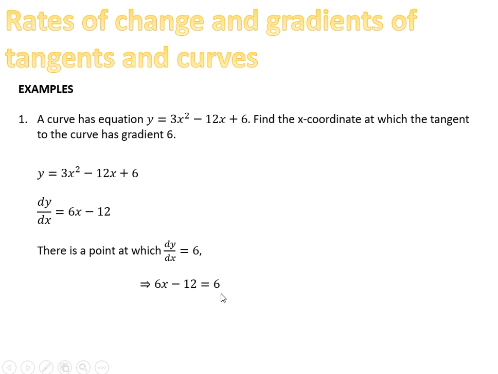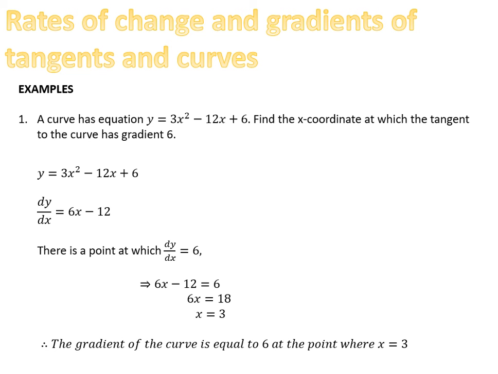Now we've given ourselves an equation, and obviously we can solve it. We can solve it for x, which is our x coordinate when the curve has a gradient 6. Okay, add 12 to both sides, divide by 6. The gradient of the curve is equal to 6 at the point where x equals 3. Okay, so read the question carefully, because obviously this one is slightly different, involves a slightly different process at the end. But the bottom line is, it's still differentiation.